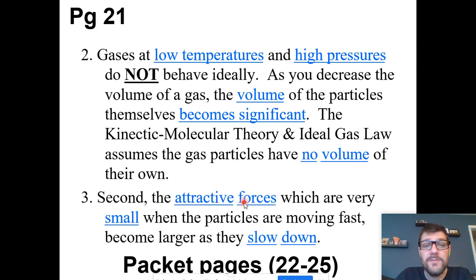They're going to be attractive forces, those intermolecular forces in between them, and they become large enough that they start slowing down, and these rules are a little bit different. Now, we're not going to look at the math of when they're different, but I just wanted to point that out. At these extreme circumstances, this PV equals nRT is not quite as true.